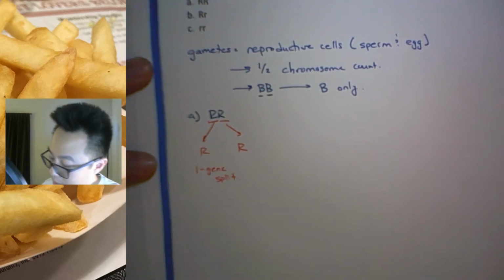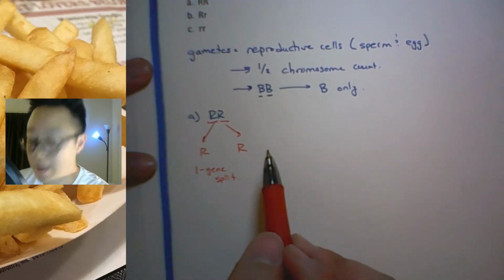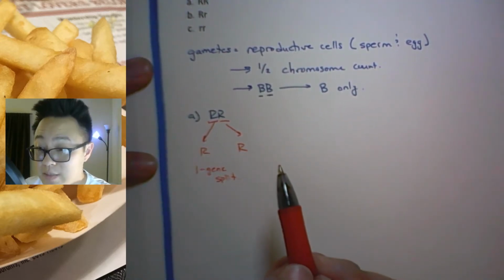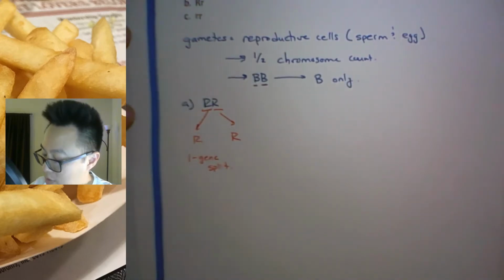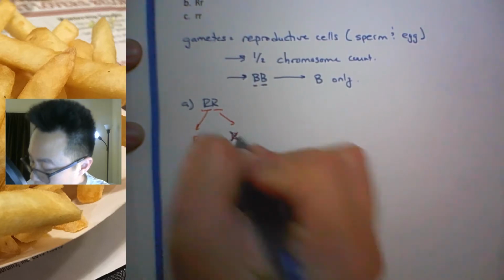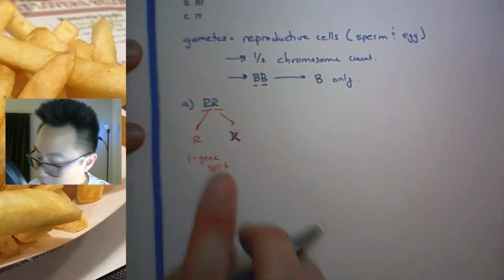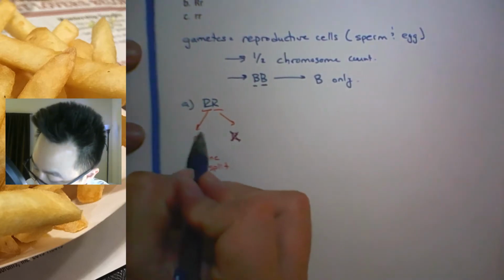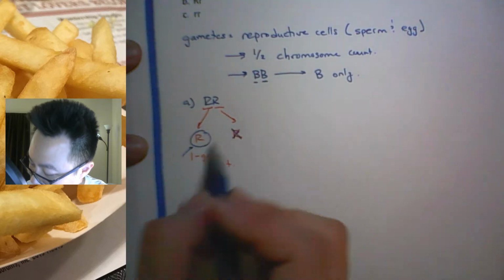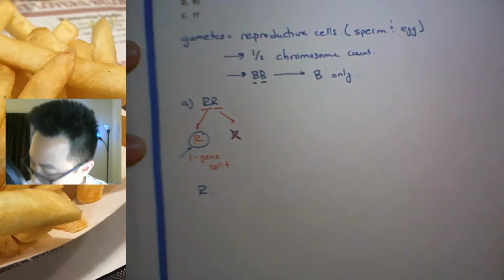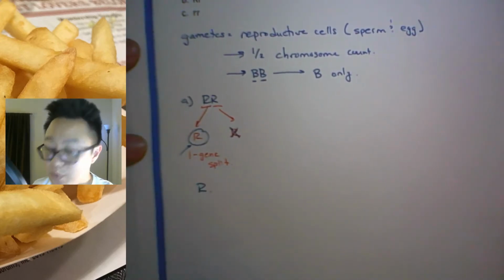All right. And then there's a secret step that I like to do. Are there any duplicate letters? And there appear to be some here. So I like to cross out all the duplicates and only leave one. Therefore, the answer to A here is just big R. That's the gamete that's produced.